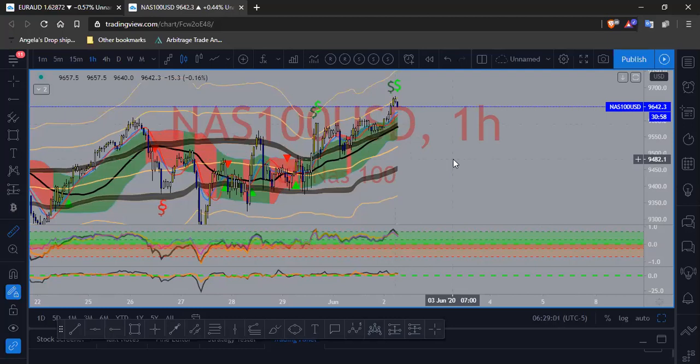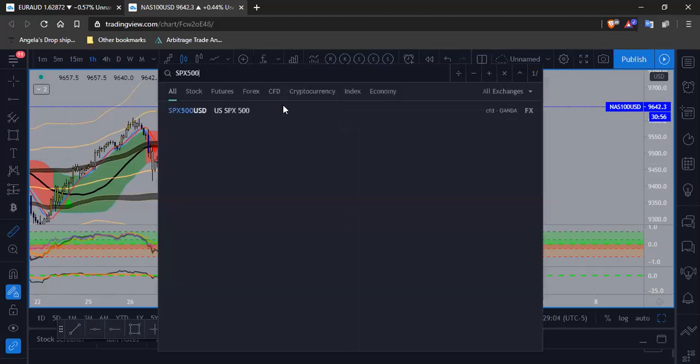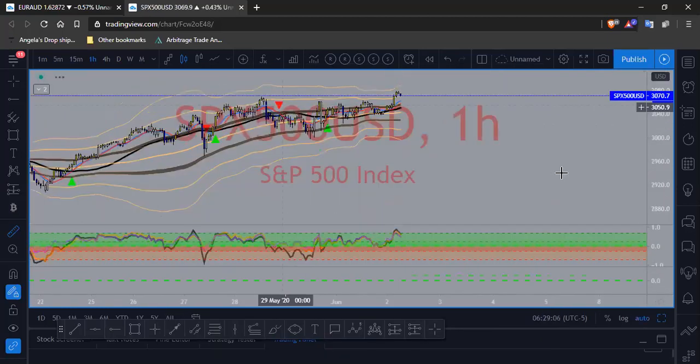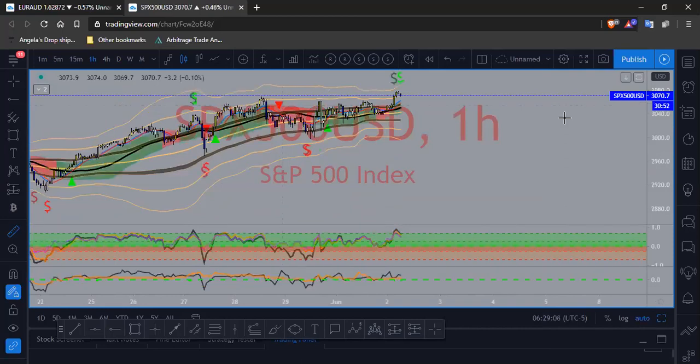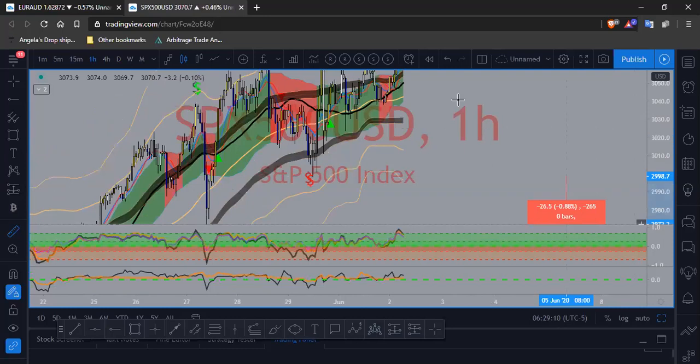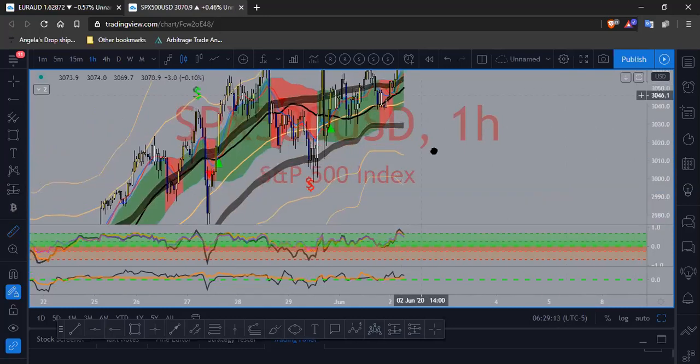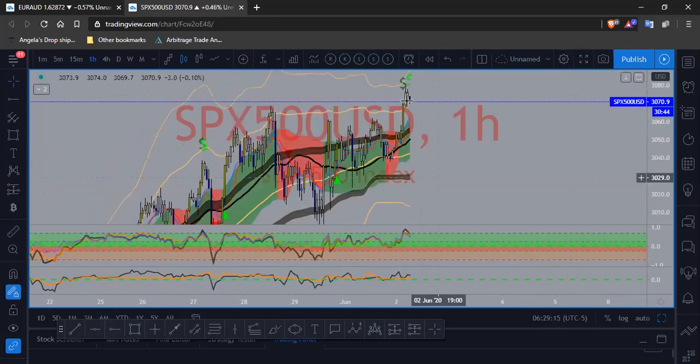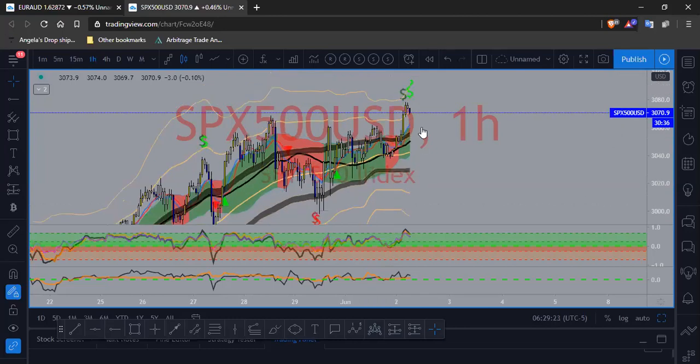Not necessarily looking for it, but let me see what SPX 500 is doing. About the same thing. The RSI line is a little different, but it's basically the same thing. Price went a little bullish, so I don't necessarily want to look for any sells as of yet. Just going to stay away from the US indices until later on.